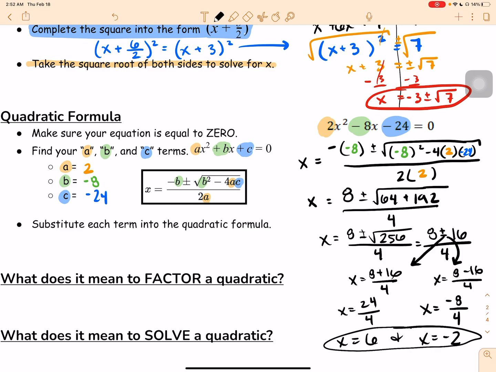Okay, so these would be your answers here. So make sure you solve that. Go step by step. Be super careful. Double check your work.